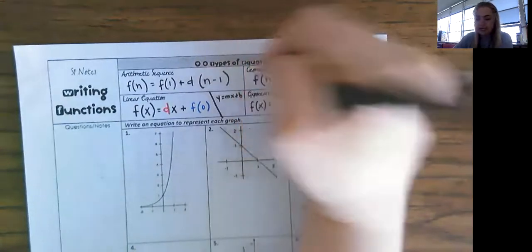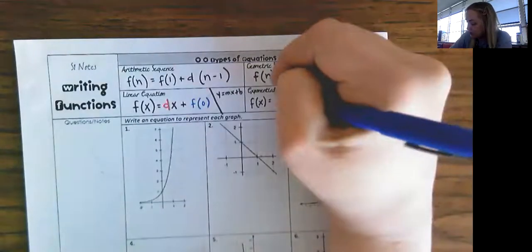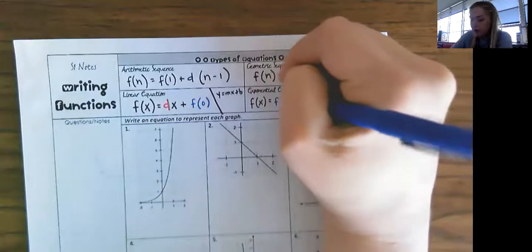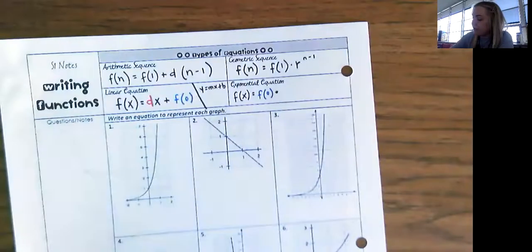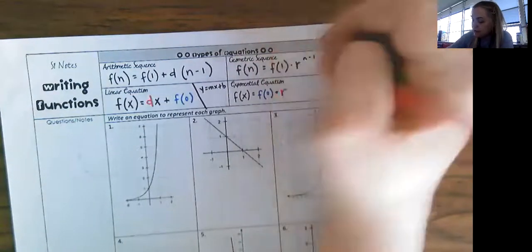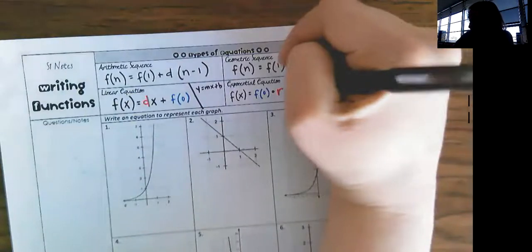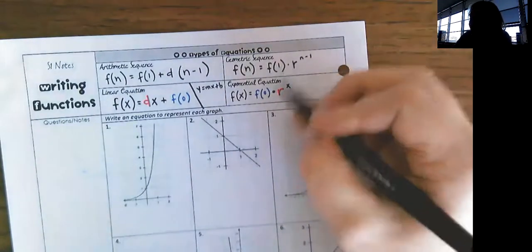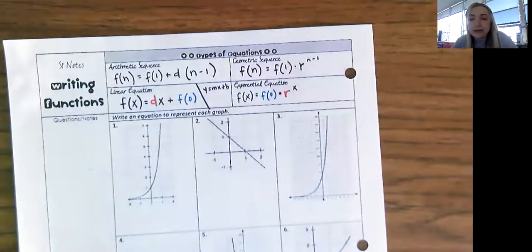Now for the exponential equation, it looks like this. f of x equals, and then you start this one with your y-intercept, your f of 0. And then you multiply it by whatever your change factor is to the power of x. So you'll see that we change it from f of 1 to f of 0, and instead of n minus 1, we just have a simple x. So I actually think that you'll find these to be not as difficult as they might have been last unit.